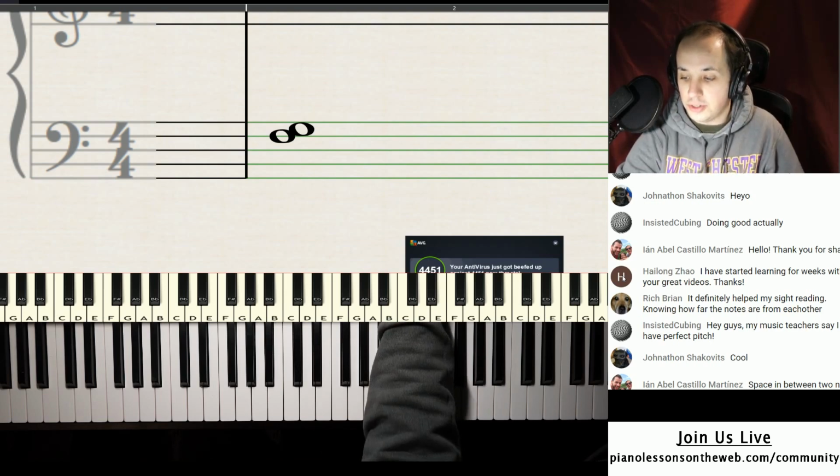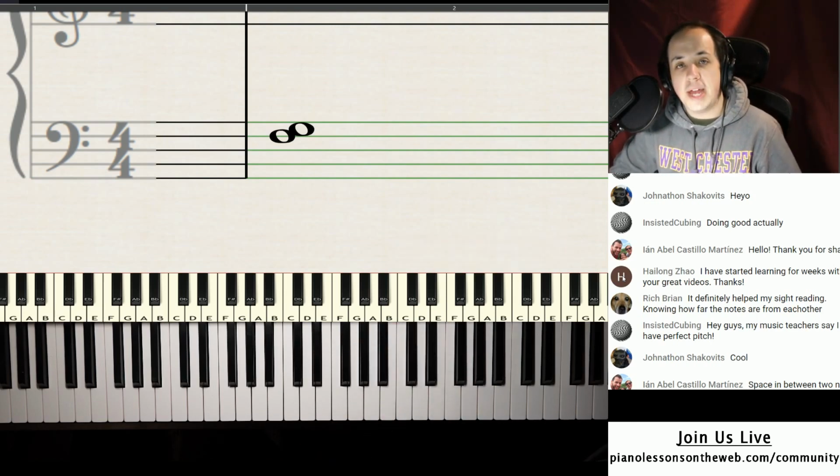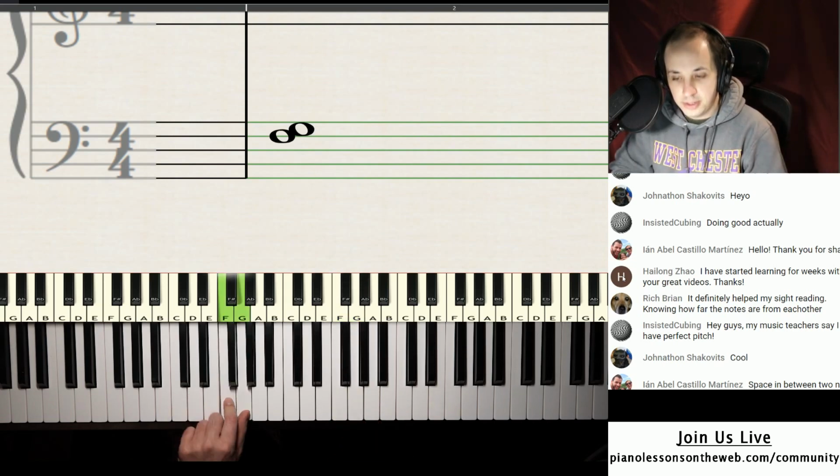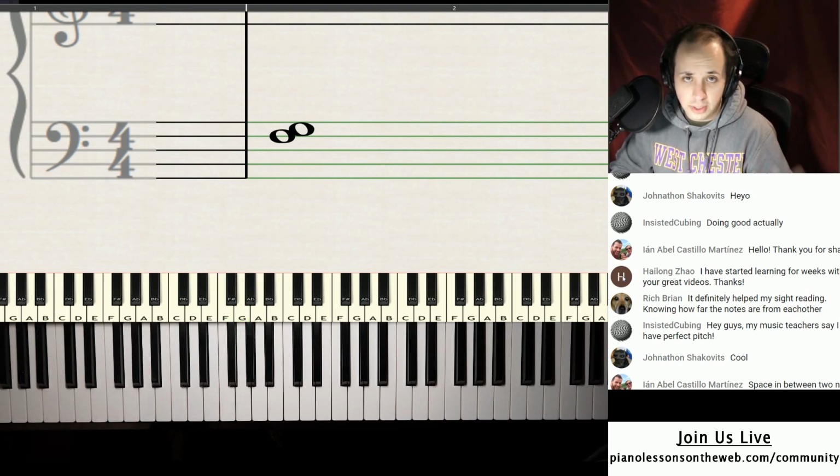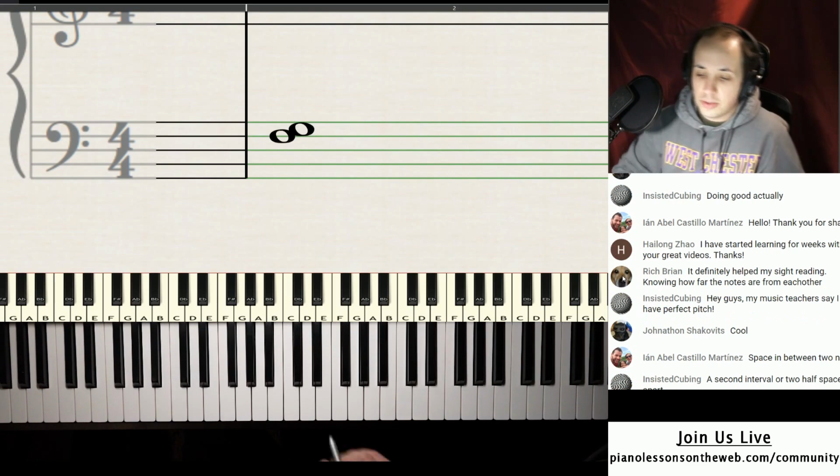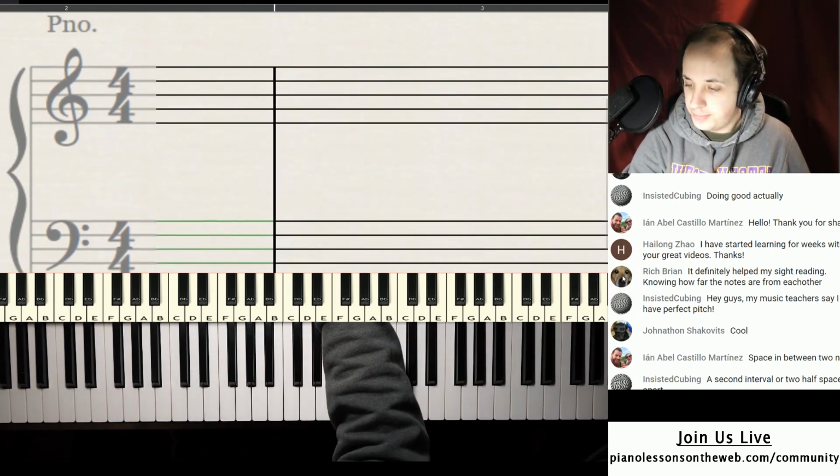Next, you want to determine how far apart these notes really are. Are they really close together, or really far apart, or in between? If they're really close together, like down here, then it's got to be a second, because that's the lowest even interval that you have. So let's go on to another one.